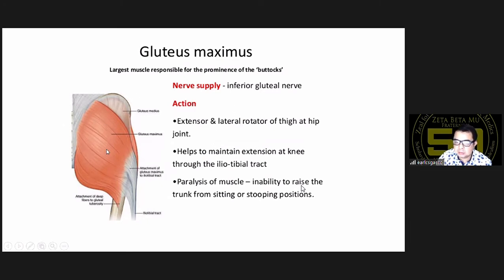Paralysis of this muscle, you can see this big fan-like muscle, leads to inability to raise the trunk from sitting or stooping position. So hindi ka makatayo when this muscle is paralyzed.